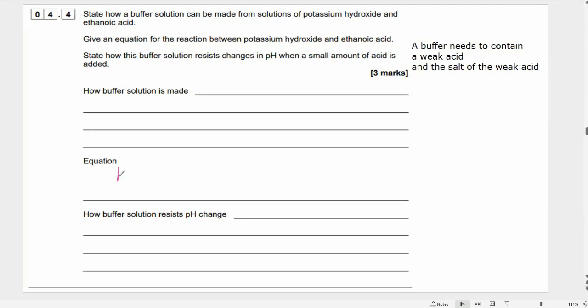We're going to add KOH, which is potassium hydroxide, and we're going to add that to ethanoic acid, CH3COOH. What's going to happen is that's going to fully react. This is basically a neutralization reaction, so it's going to fully react, and we're going to get potassium ethanoate, which is the salt. Now, some people like to show the plus on the potassium and the minus on the salt there, but we can just leave it like this.